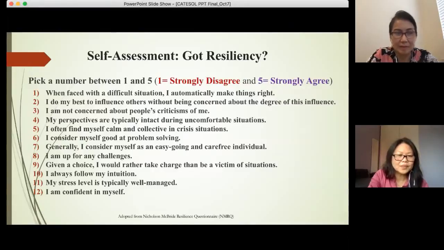Number 10, I always follow my intuition. Number 11, my stress level is typically well managed. Last but not least, number 12, I am confident in myself.